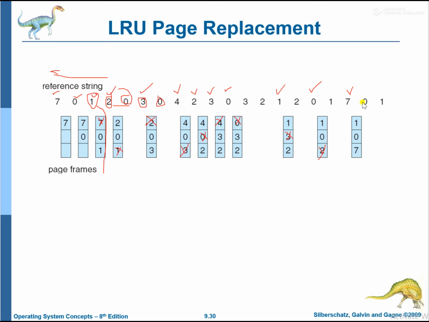Okay, and after that 0 is needed. 0 is there. 1 is needed. 1 is there. So if we count the total number of page faults, we will have 1, 2, 3, 4, 5, 6, 7, 8, 9, 10, 11, and 12 page faults. And if we compare it with optimal, for the same reference string, it has 9 page faults, but FIFO has more than 17 or 18 page faults. So the least recently used algorithm has better performance as compared to first in first out with the same string, and is near to the optimal.